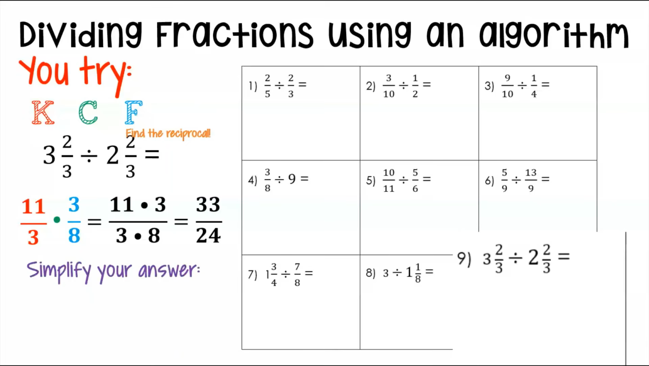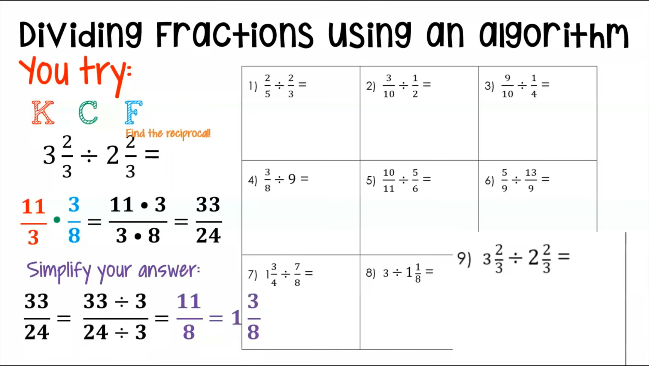Don't forget to simplify your answers. 33 and 24 share a common factor of 3. When I divide by 3 on the top, I get 11, and on the bottom, I get 8. 11/8 is the same thing as 1 3/8.